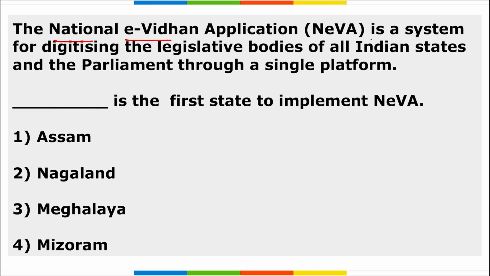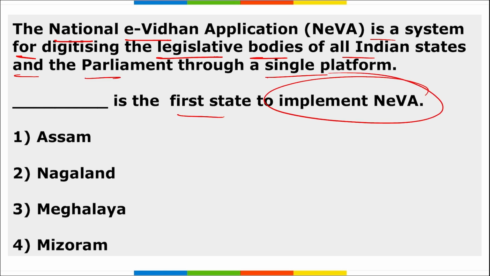National E-Vidhan application is a system for digitizing the legislative bodies of all Indian states and the parliament through a single platform. Dash is the first state to implement the National E-Vidhan application. First of all, you have to remember what this NEVA is, that is National E-Vidhan application. It is a system for digitizing the legislative bodies of all the Indian states and parliament. That means all the work will now be done digitally.